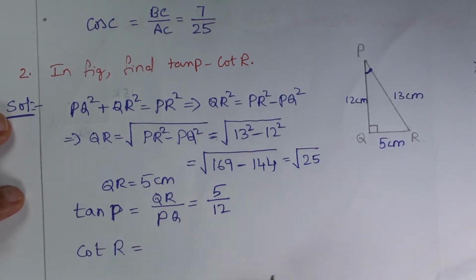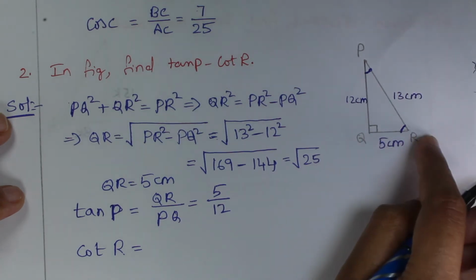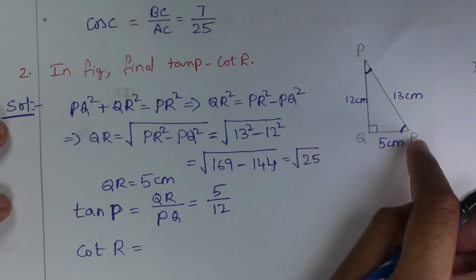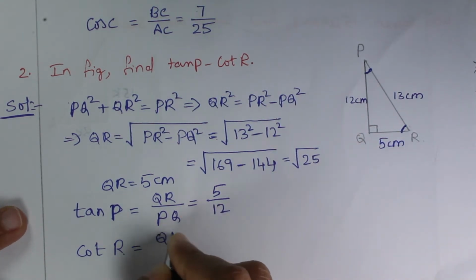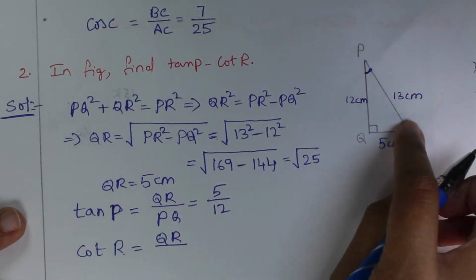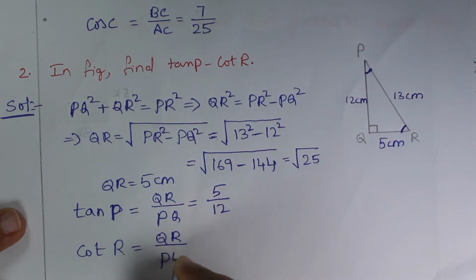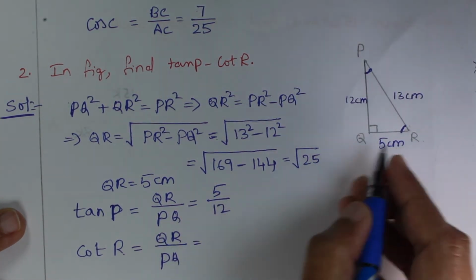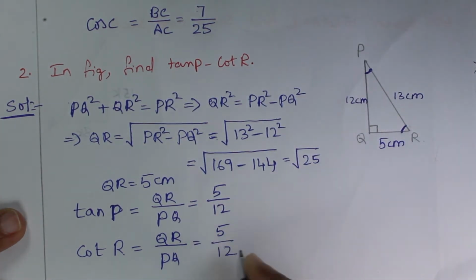Cot R is equal to adjacent side by opposite side, right? The adjacent side to angle R is QR, divided by the opposite side to angle R, which is PQ. That is equal to QR is 5 divided by PQ is 12.